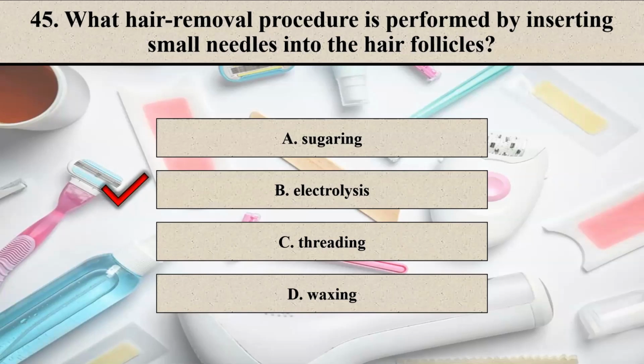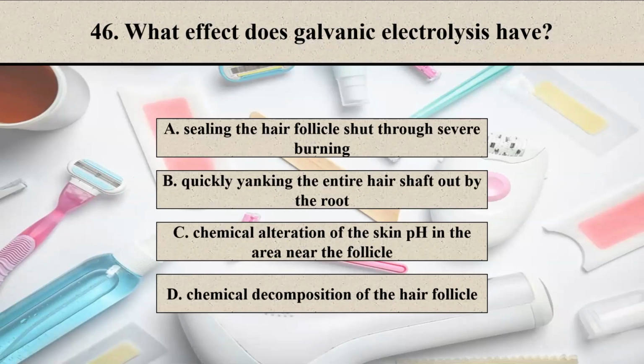If you chose B, electrolysis, you are correct. What effect does galvanic electrolysis have? Is it sealing the hair follicles shut through severe burning, quickly yanking the entire hair shaft out by the root, chemical alteration of the skin pH in the area near the follicle, chemical decomposition of the hair follicle?